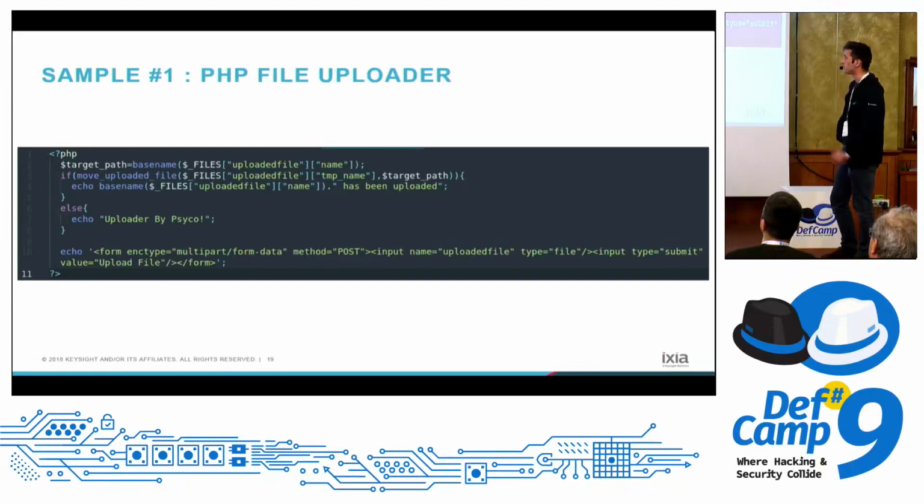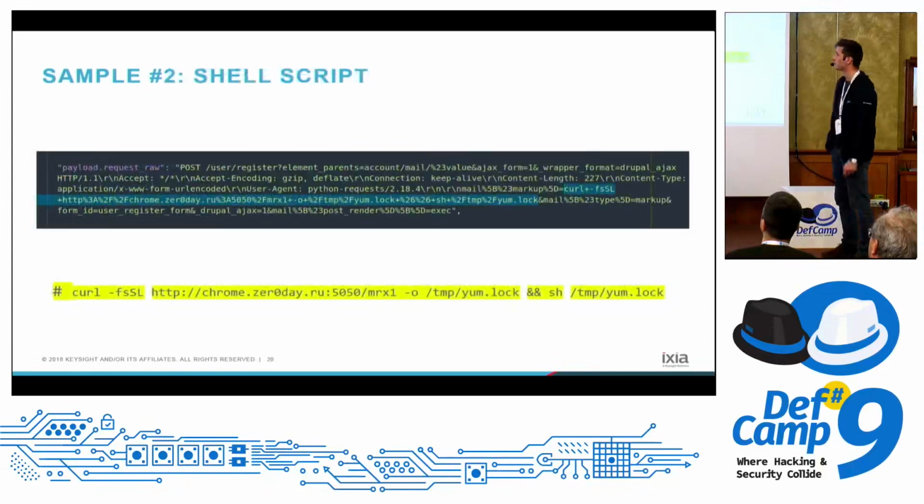Okay. Now the second sample. This is a little bit more interesting. This attacker is going to use the exploit for the Drupalgeddon 2 vulnerability in order to download a resource from a domain that is under his control. After that, he is trying to execute what seems to be a shell script. So let's see what's within that.